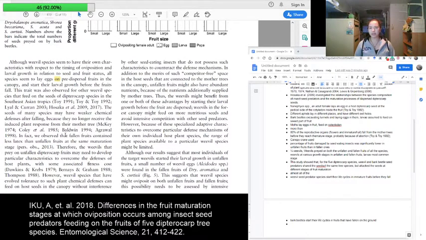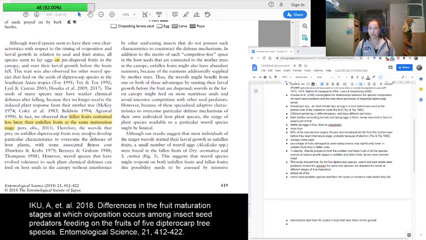In fact, we observed that fallen fruits contained less latex than unfallen fruits at the same maturation stage. That's an interesting little point. Oh, it's personal obs though. Let's just highlight that for now. Therefore, the weevils that prey on unfallen dipterocarp fruits may need to develop particular characteristics to overcome the defences of host plants.